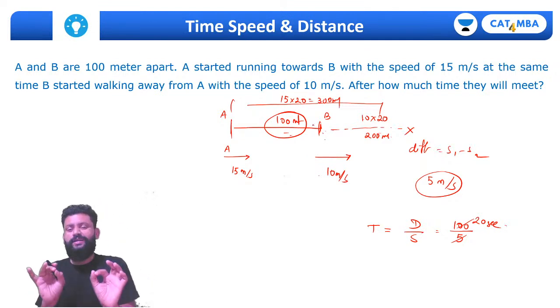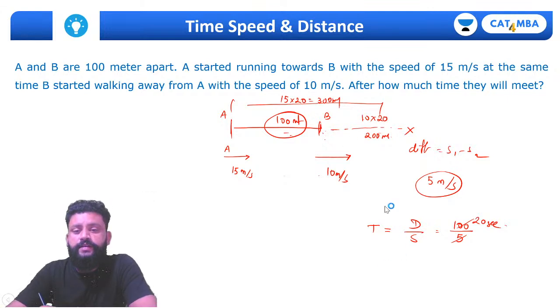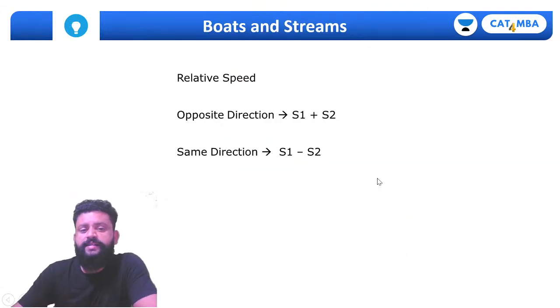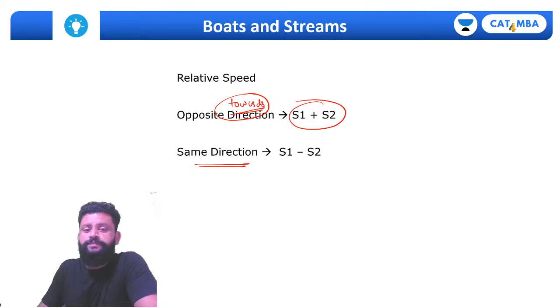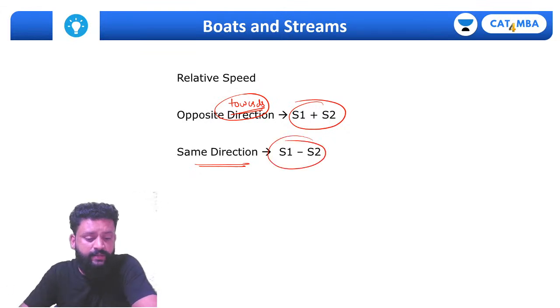So the small conclusion that we can draw from this is, if two persons are running in the opposite direction, simply meaning towards each other, then the relative speed will be s1 plus s2, and if they are in the same direction or chasing, one person is chasing the other, the relative speed is s1 minus s2.